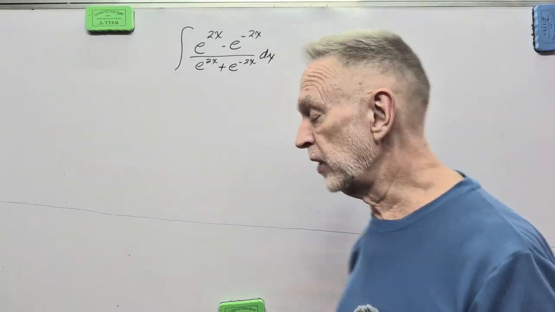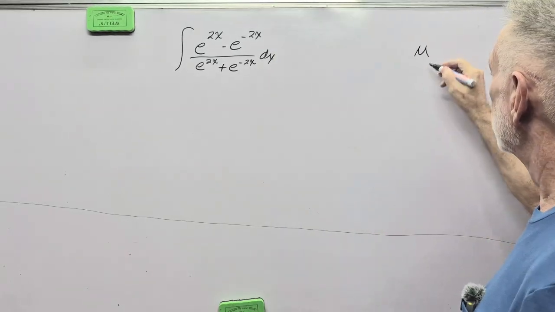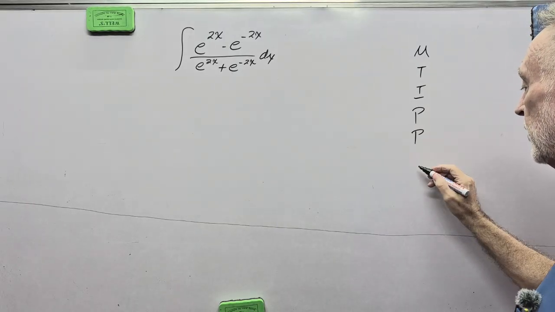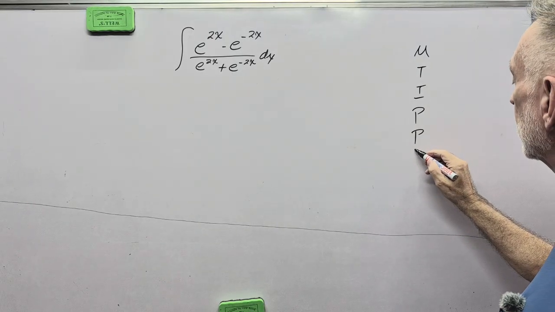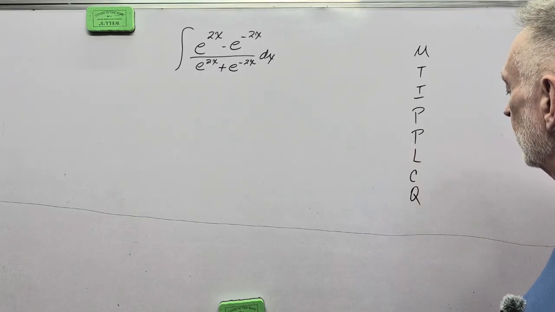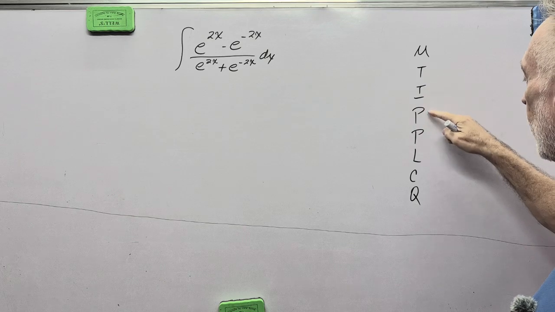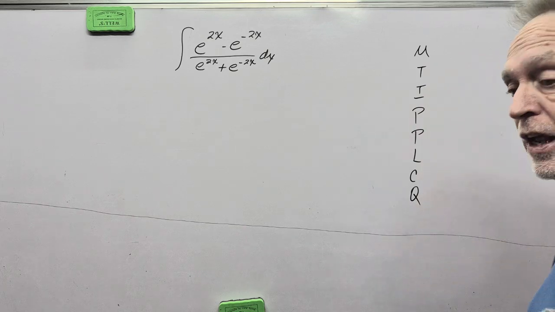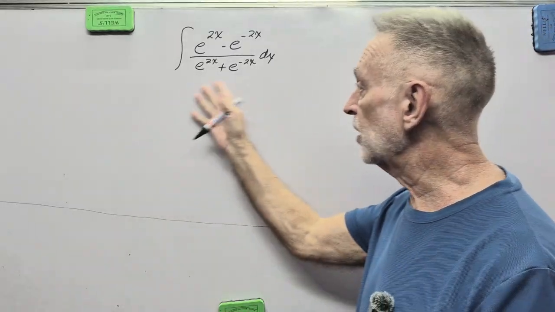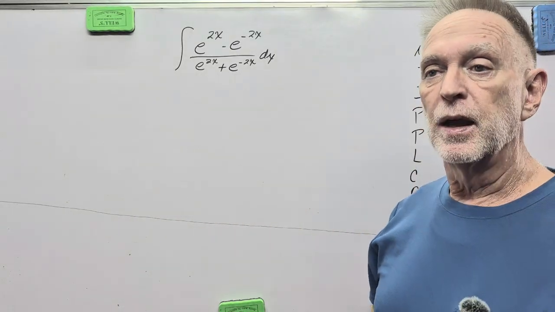You know the tools. We have u sub, trig sub, integration by parts, partial fractions, power reduction, long division, completing a square, method of quadratics. 1, 2, 3, 4, 5, 6, 7, 8. Those are the basic 8 tools that we use to try to solve some of these problems.